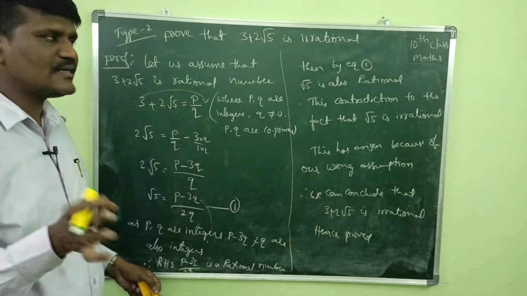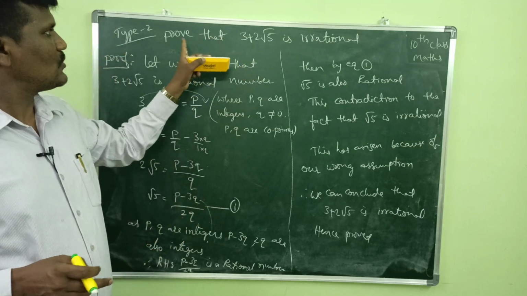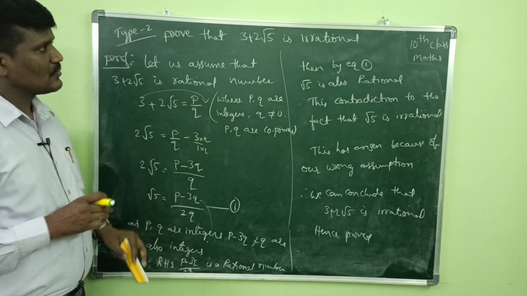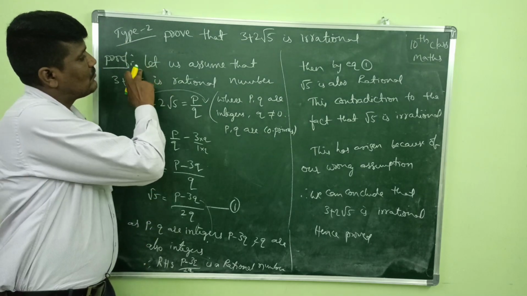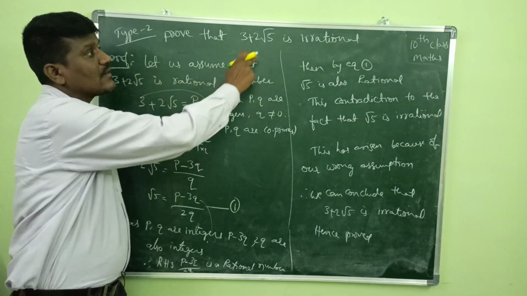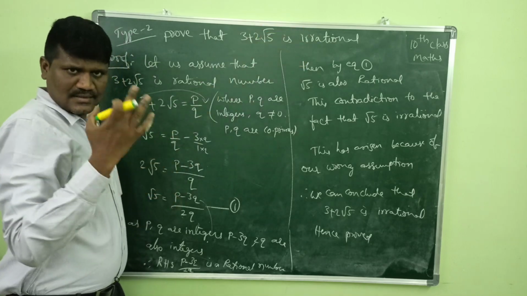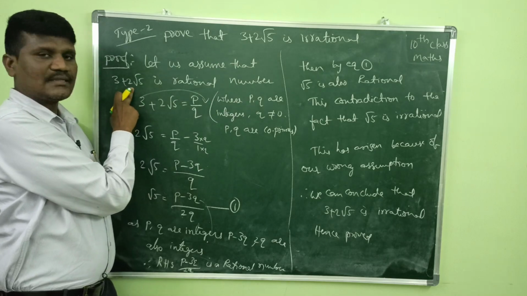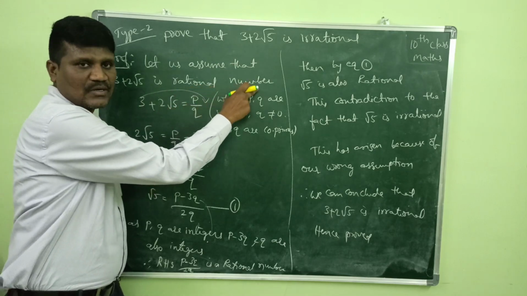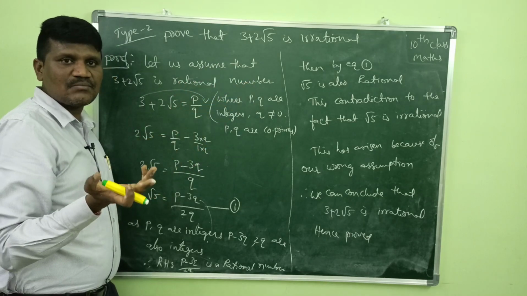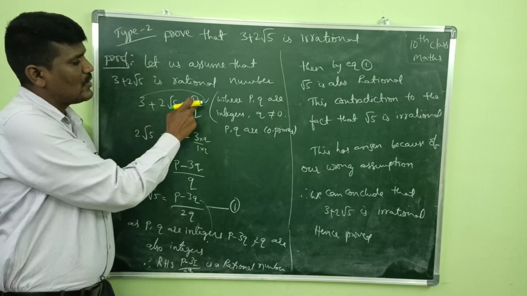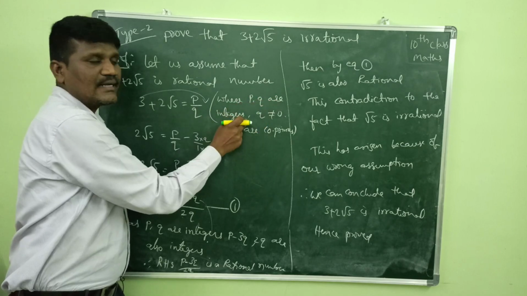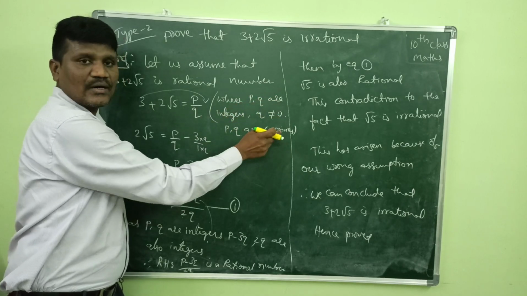Okay, this is a very easy one. So the first one is, prove that 3 plus 2 root 5 is irrational. This is a type 2 problem. First what you should do, first assume the contrary. Whatever the given irrational number, contra is opposite, so assume it is rational. So let us assume that 3 plus 2 root 5 is a rational number. So whenever we say that it is a rational number, I can write that into p by q form. What is p by q here? p comma q are integers, q not 0, p comma q are co-primes.